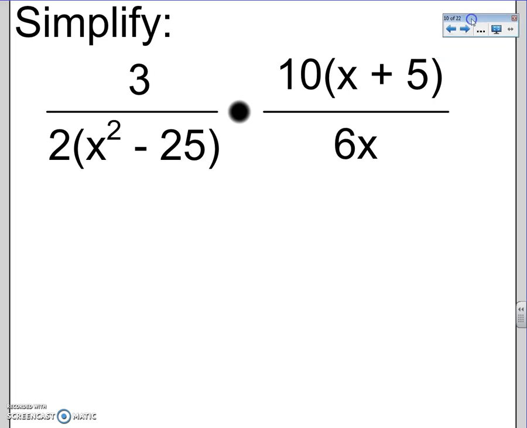Alright, number 10, simplify this. So this is multiplying rationals. Remember, this is the 3 steps. First is factor everything. For the first fraction, the top is 3. 3 is very prime. I leave it alone. For that bottom, 2 is very prime.